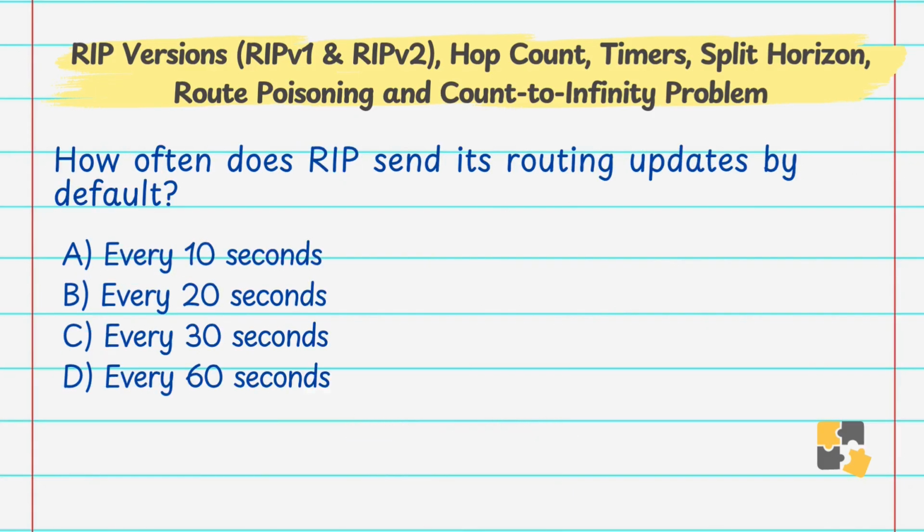How often does RIP send its routing updates by default? A. Every 10 seconds, B. Every 20 seconds, C. Every 30 seconds, D. Every 16 seconds. Answer is C. Every 30 seconds. RIP broadcasts its routing table every 30 seconds to neighboring routers.